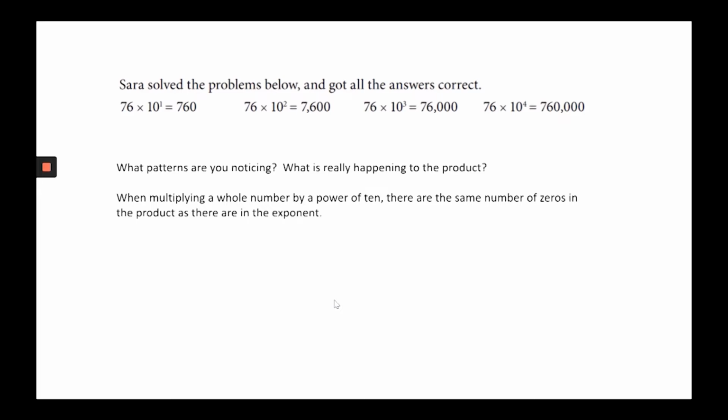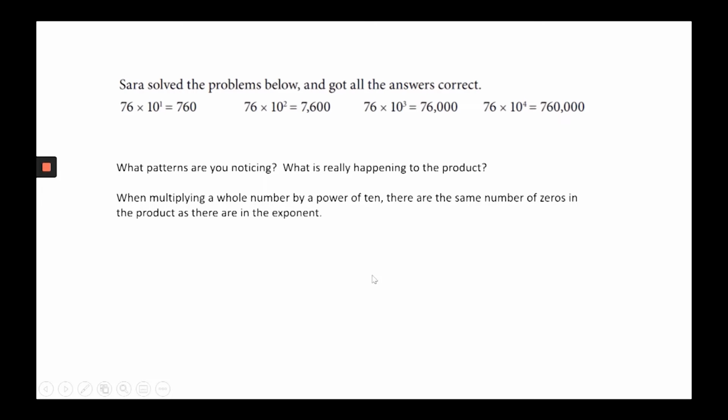Okay, maybe you said something like this. When multiplying a whole number by a power of 10, there are the same number of zeros in the product as there are in the exponent. So let's take a look at that. 1 in the exponent, 1 zero in the product. 2 as the exponent, 2 zeros. 3, 3 zeros. 4, 4 zeros.